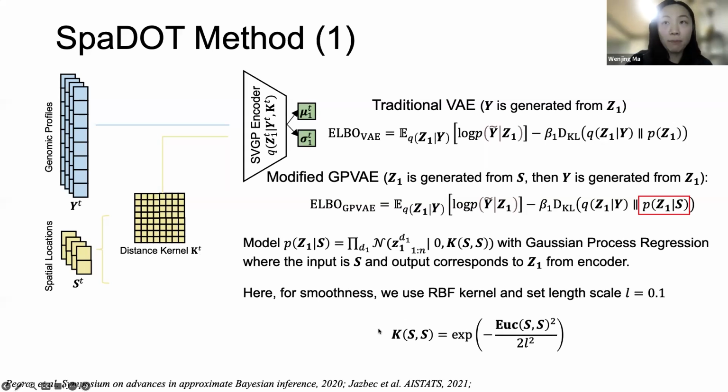And we use a Gaussian process regression method to solve that problem, to ensure that there will be spatial dependency inside this latent space. The reason why I said this would capture a smoother spatial pattern is that we utilize all the spatial locations and derive a distance kernel based on that. That means we are giving the encoder a global view.